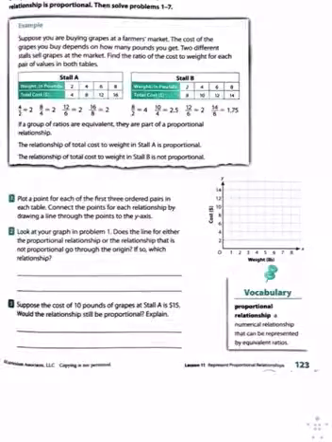Problem number 1. Plot a point for each of the first 3 ordered pairs in each table. Connect the points for each relationship by drawing a line through the points to the y-axis. So for stall A, we're going to plot 2, 4, 4, 8, and 6, 12. So we go 2, 4, 4, 8, and 6, 12.